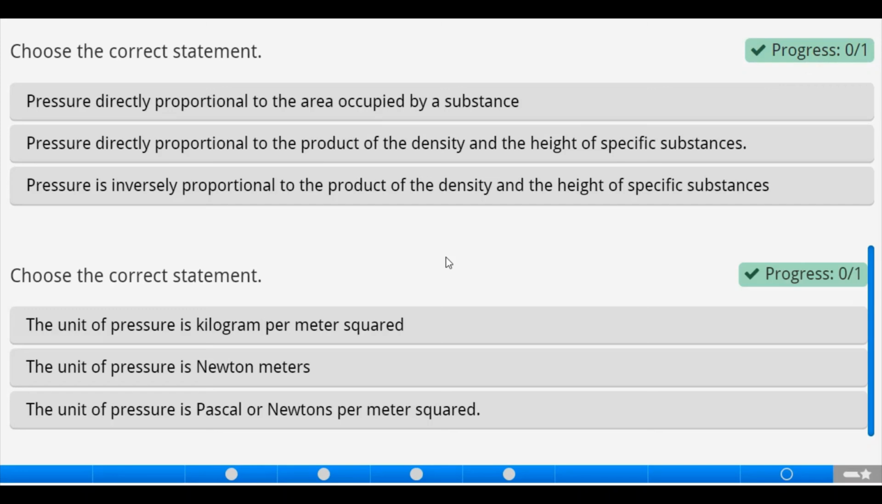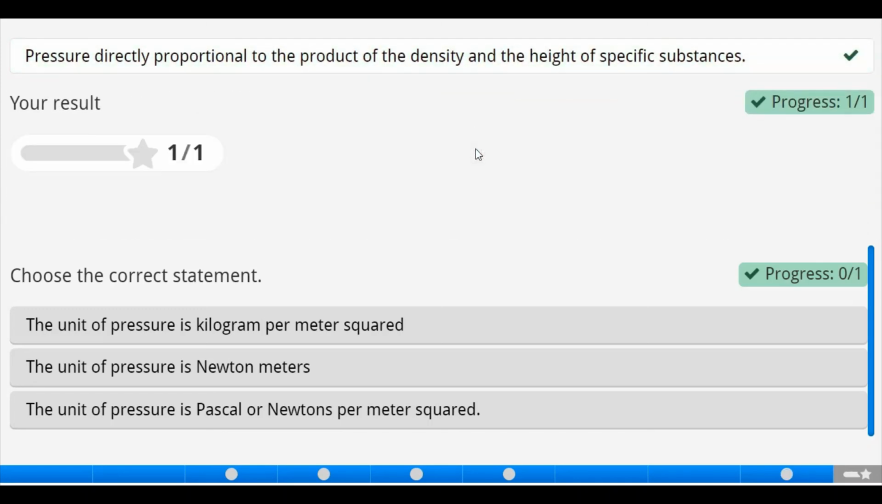Where I showed you that pressure is equal to H rho G. Pressure is directly proportional to height, directly proportional to gravity, and directly proportional to density. Pressure is inversely proportional to the product of density and height of the specific substance. The statement is false. So our correct statement there is that pressure is directly proportional to the product of density and height of a specific substance. So we pick this, as you can see, is correct.